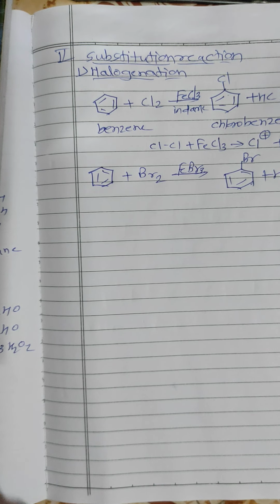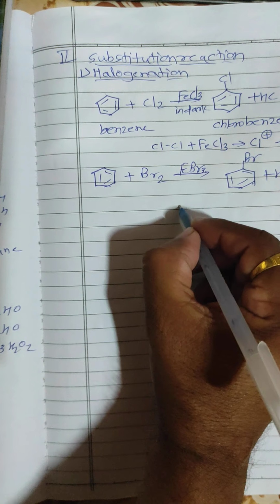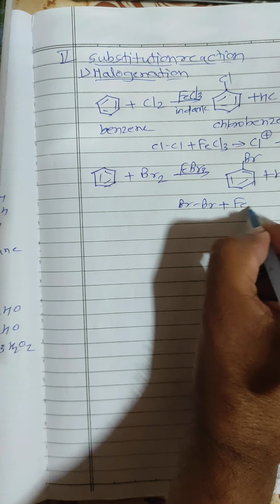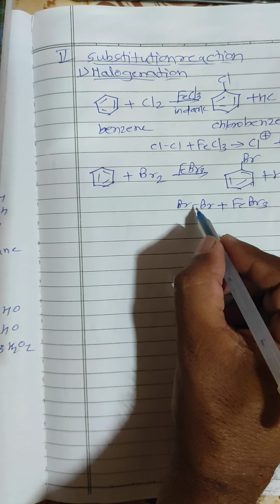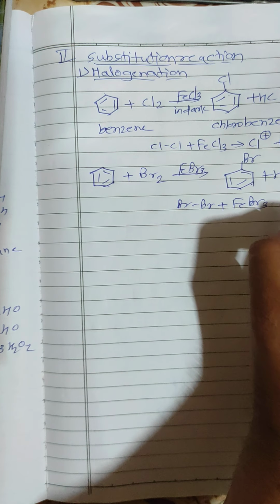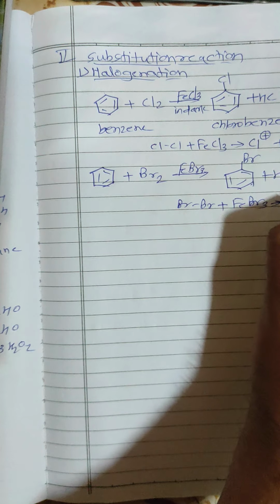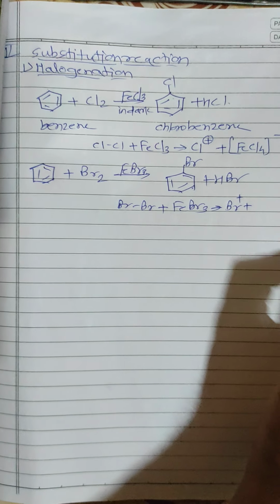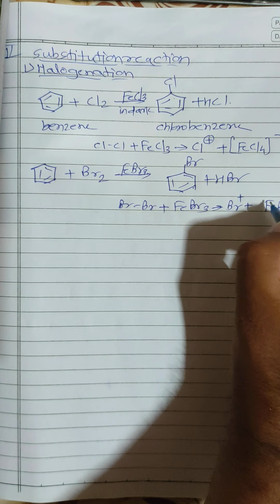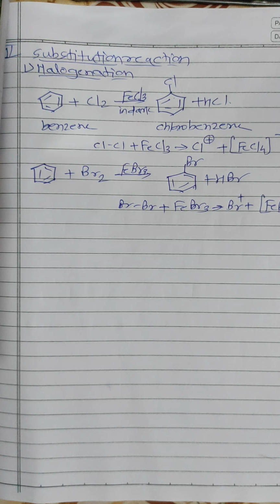Now the electrophile, the bromonium ion, is formed from Br and Br treated with FeBr3. After breaking of this bond, one attaches here and the other forms a bromonium ion, Br plus, plus FeBr4 minus. Iodination of benzene is not possible as it is a reversible reaction.